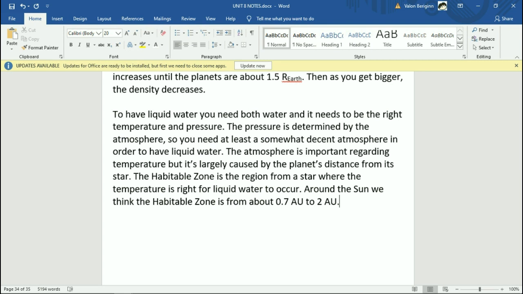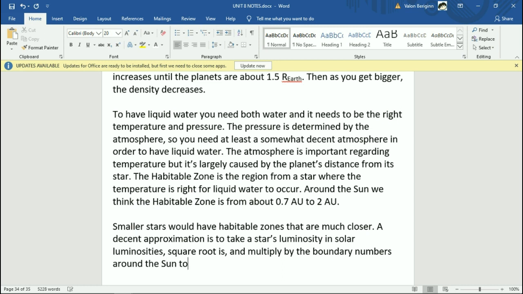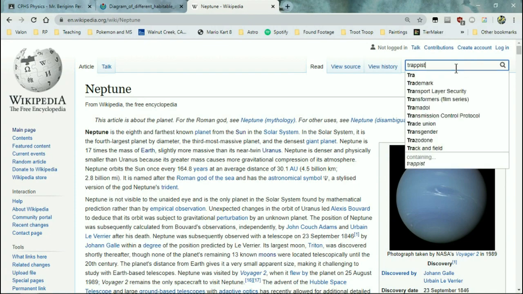But again, this is around the sun. Smaller stars have habitable zones that are much closer. And a decent approximation for this is to take a star's luminosity in solar luminosities, square root it, and multiply by the boundary numbers around the sun to approximate the habitable zone. So, let's look up a star. Let's look up TRAPPIST-1, because remember that was a star that was kind of special.